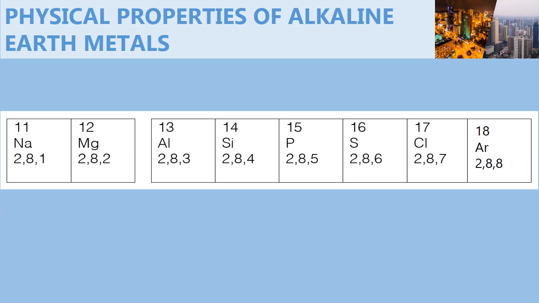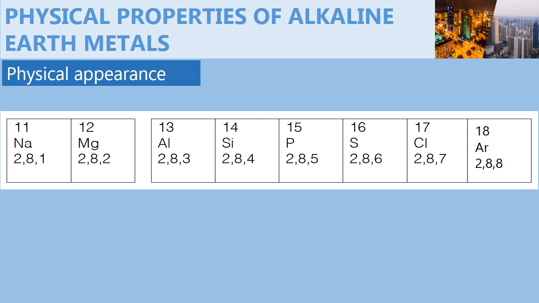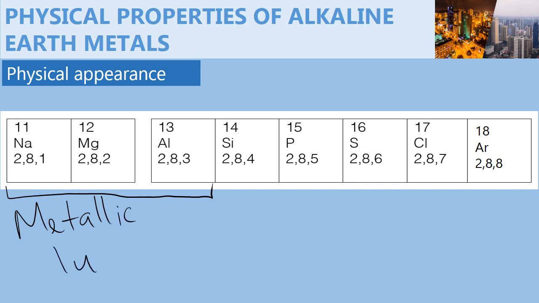Other properties that are important to discuss across a period are physical appearance. Sodium, magnesium, and aluminium have metallic lustre and are shiny. Sodium is shiny when freshly cut. Magnesium is shiny when polished. Aluminium is also shiny when polished.